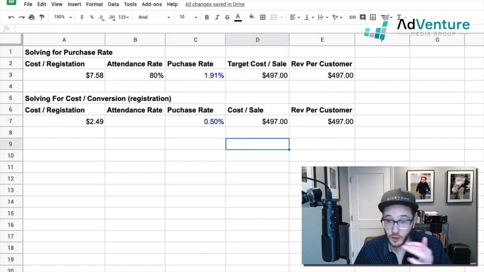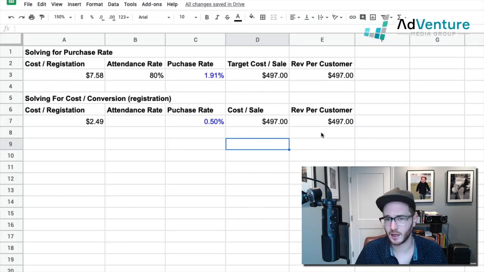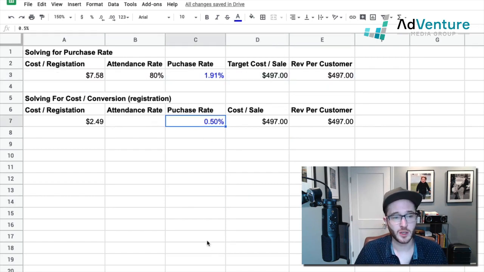So you see how useful this model is. Now I'm not stuck inside my ads manager trying to figure out formulas or calculations in my head. I have a template that I can quickly plug and play to give me a quick sense of where I'm holding with regards to profitability. One second, we haven't included attendance rate yet.